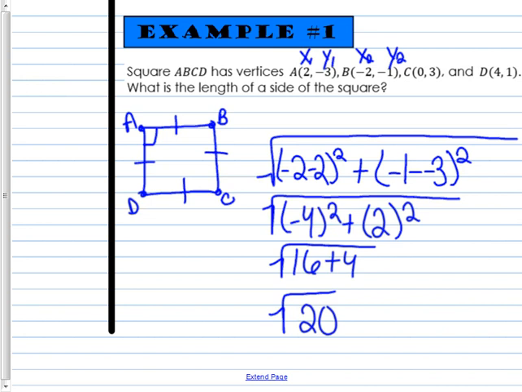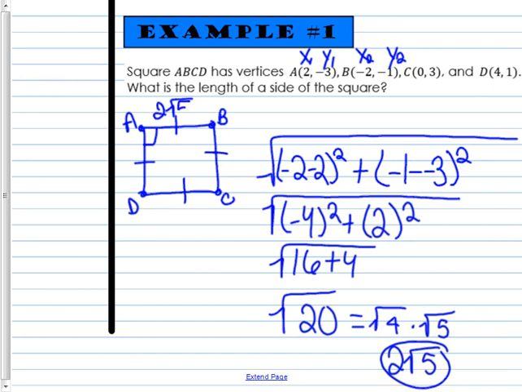Or I know that the square root of 20 is equal to the square root of 4 times the square root of 5. Well, the square root of 4 is 2, so 2 square root of 5. That's the best answer for this, 2 square root of 5. Or if you put it into a calculator, that's fine as well. So the length of any side of the square is 2 square root of 5. I found AB, so that means all of the sides are 2 square root of 5.